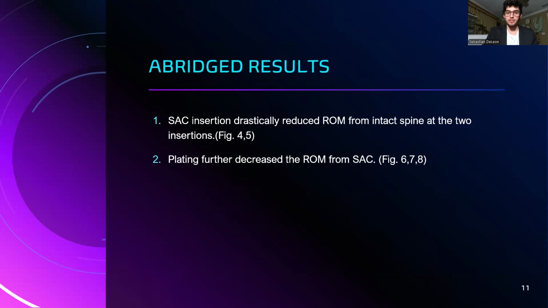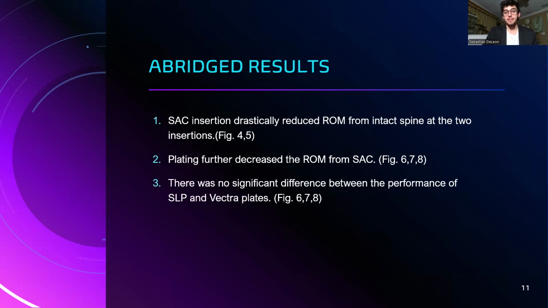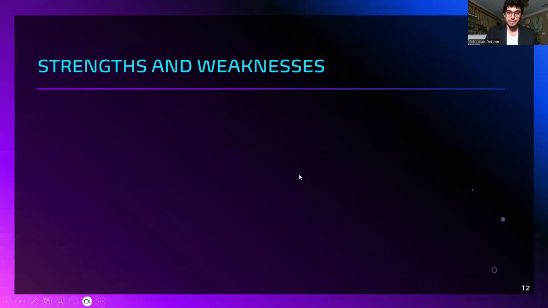Plating further decreased the range of motion from the SAC. This is another thing that we expected to see from one of the hypotheses, as evidenced by figures 6, 7, and 8. There was no significant difference between the performance of the SLP and the Vector plates. This was interesting to me. Intuitively, you would have thought that the Vector plates would have given more support, but they actually provided an insignificant amount of additional support over the SLP, which was interesting.